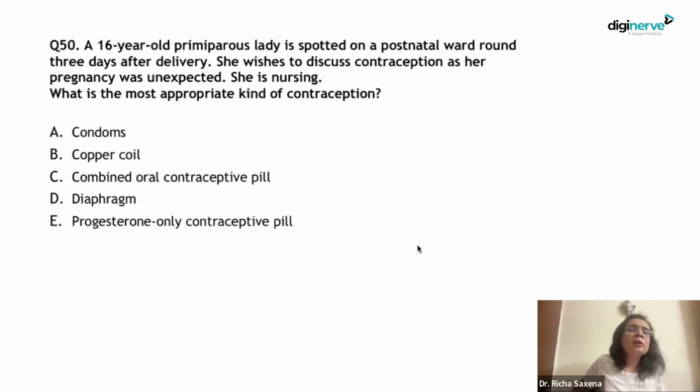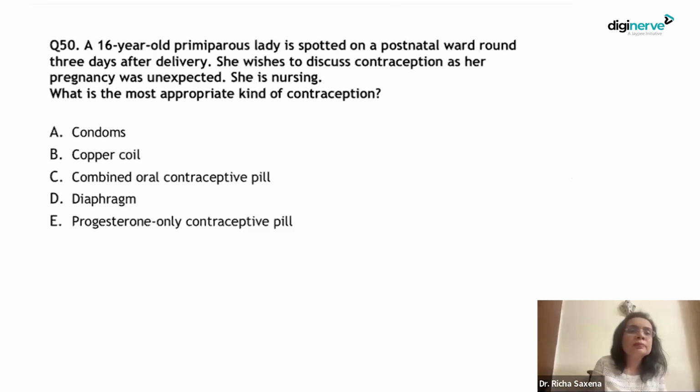A 16-year-old primiparous lady is spotted on postnatal ward round 3 days after delivery. She wishes to discuss contraception as her pregnancy was unexpected. She is nursing. What is the most appropriate kind of contraception which should be given to her?